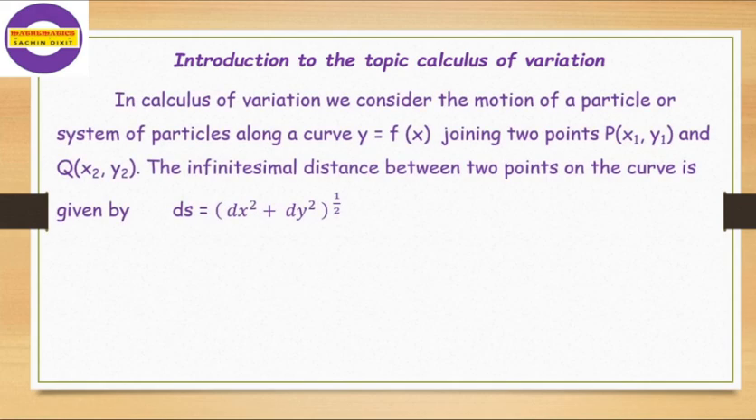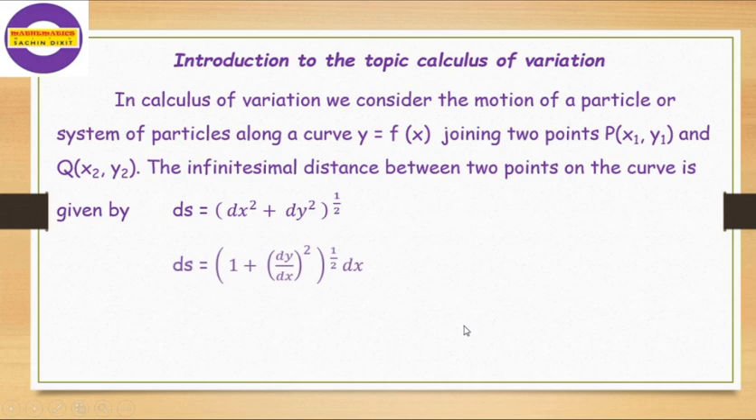In calculus of variation, we consider the motion of a particle or a system of particles along a curve y equals f of x, joining two points P (x1, y1) and Q (x2, y2). The infinitesimal distance between the 2 points on the curve is given by ds equals (dx square plus dy square) whole raised to half. This is just the distance formula.